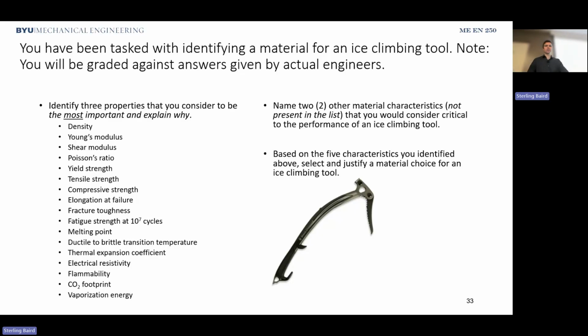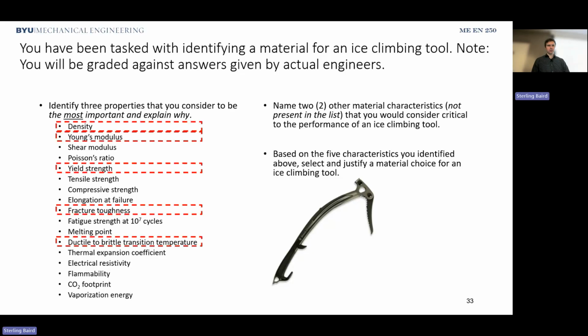Two other material characteristics that you consider critical to the performance that aren't in this list. Hardness? Manufacturability, cost, those can come into play as well. This is just sort of an example there, and then we'll skip that because we don't have a materials table right now.